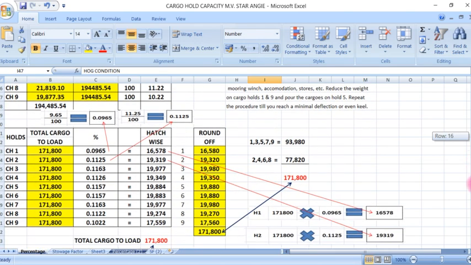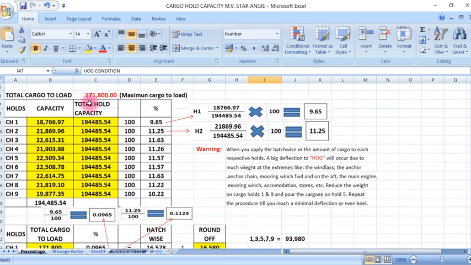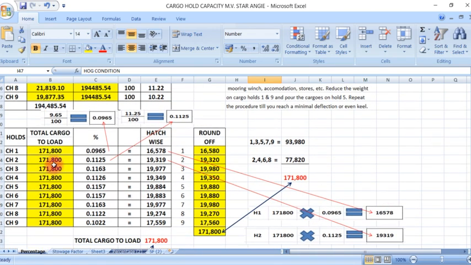On the second figure, in the first column, you put the total amount of cargo that you're going to load. Say you have here 171,800 metric tons. So in the first column, you put in hold number 1, 171,800; hold number 2, 171,800, up to hold number 9.